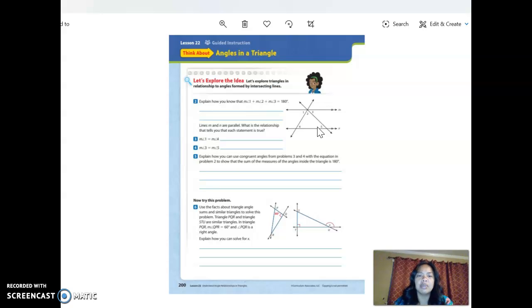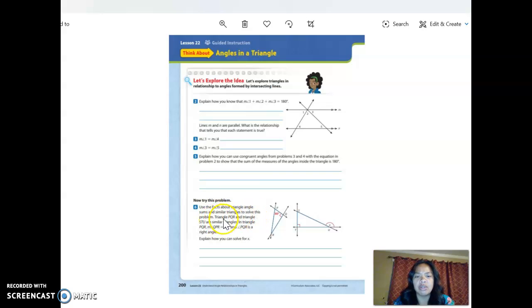Okay, so number 5, it says explain how you can use congruent angles from problem 3 and 4 with the equations in problem 2 to show that the sum of the measures of the angles inside the triangle is 180. So how can we use what we know here as proof to tell us that these 3 angles, 2, 4, and 5, are in fact 180 degrees? And if you have not watched yesterday's lesson, you need to watch that so that it can help you to understand this question.